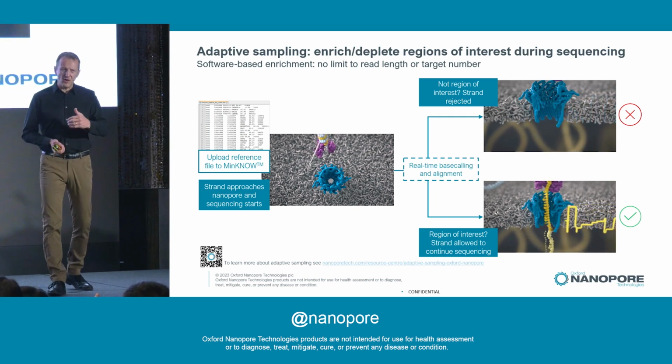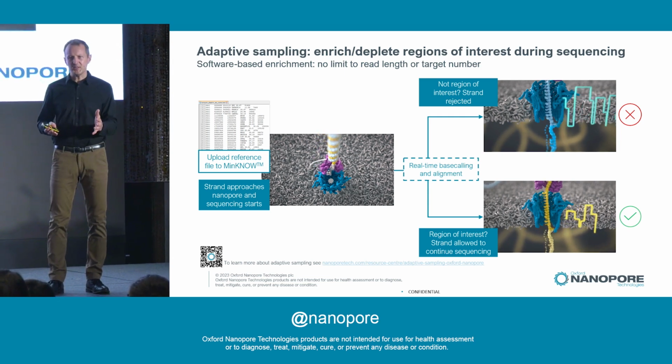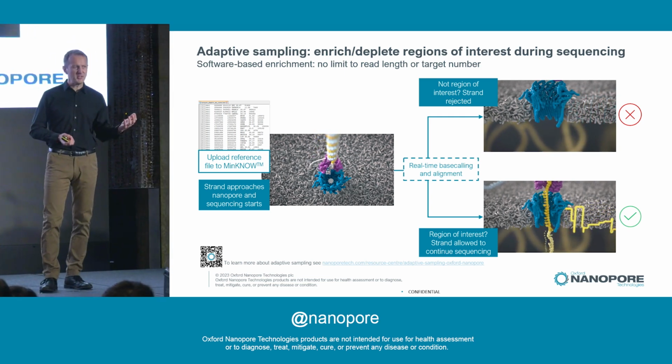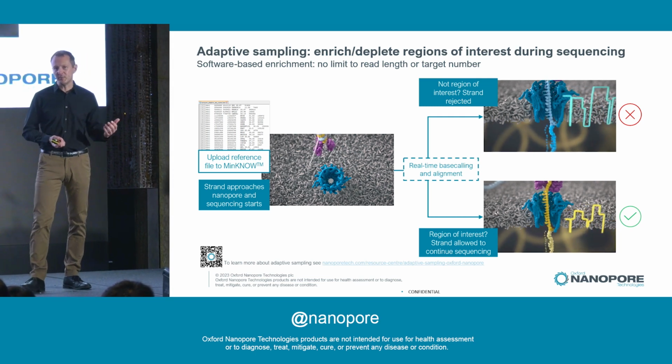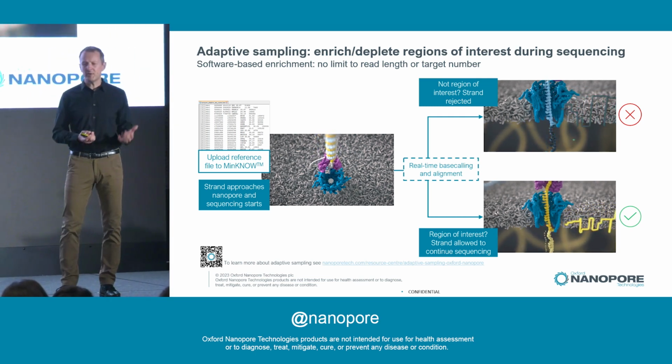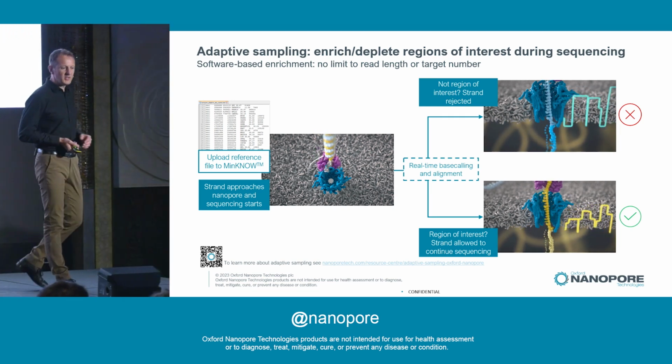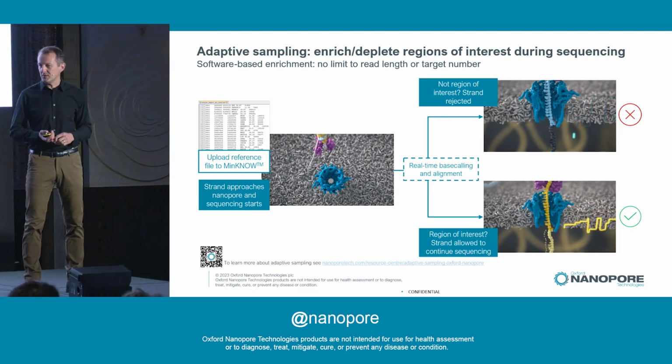But if it's off target, if it's something that we've defined as being not of interest to us, then we can identify that and we can reverse the electrical potential and boot the strand out of the pore and then capture another one and keep on going and see if we like the next one and so on. And by doing this, we can enrich for the desired target regions.